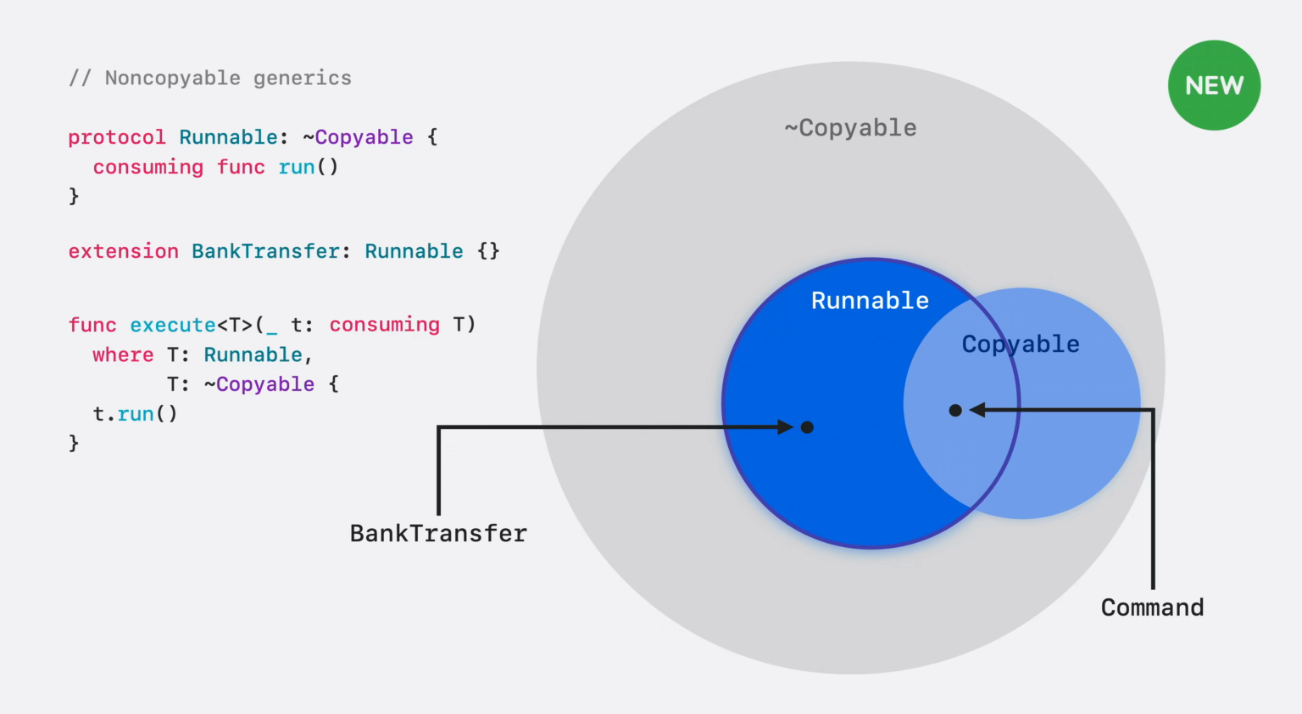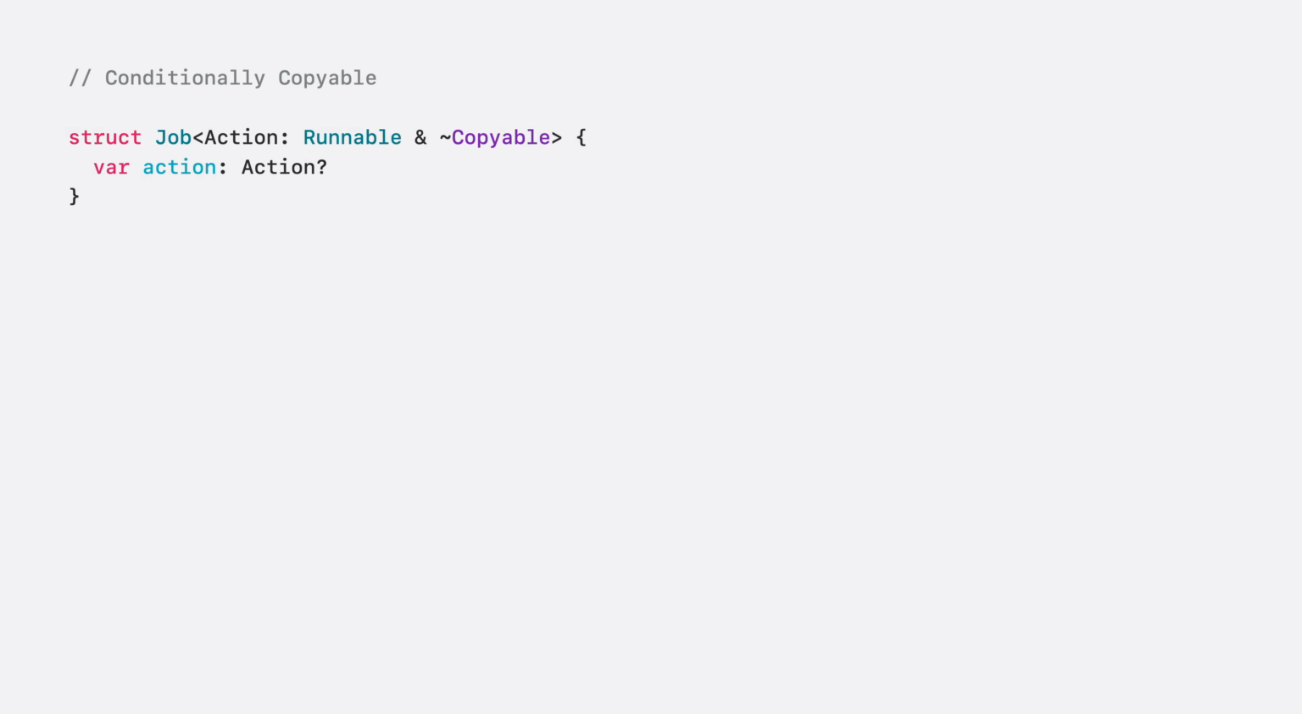The execute function is saying that T might not be Copyable. That's the key point. A regular constraint narrows the types permitted by being more specific, whereas a tilde constraint broadens by being less specific. Okay, now let's put all of that theory into practice.